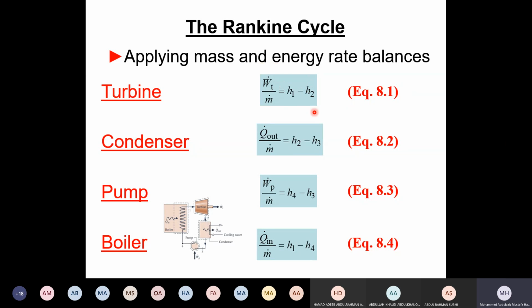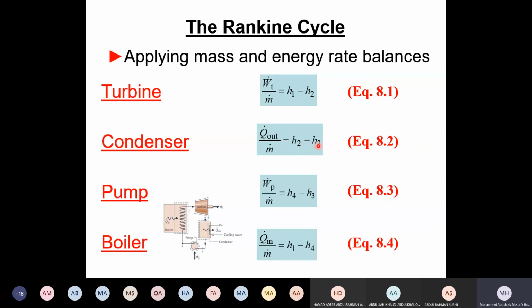So remember here that this is the equation for turbine, and this is a simplified equation. Simplified means that we neglected kinetic energy, which is there. We neglected potential energy, which is there. But because they are small with respect to delta H, therefore we can neglect them.